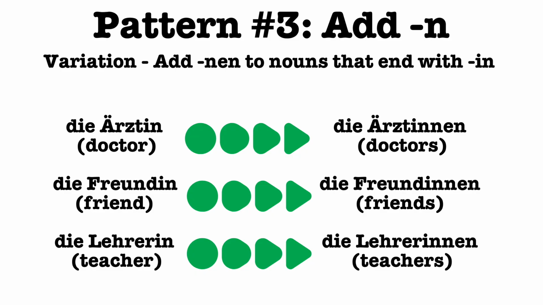In order to make plural versions of these feminine nouns, we add nen. This is one of those rules that you can take to the bank. It will always work. If you have a feminine version of a noun that ends with in, add nen for the plural. For example, die Ärztin, die Ärztinnen, die Freundin, die Freundinnen, die Lehrerin, die Lehrerinnen.